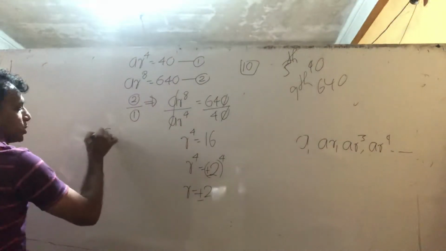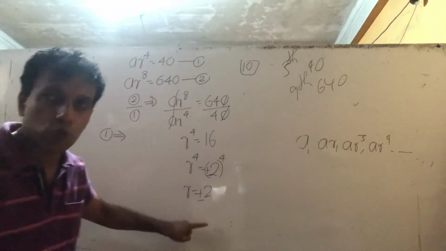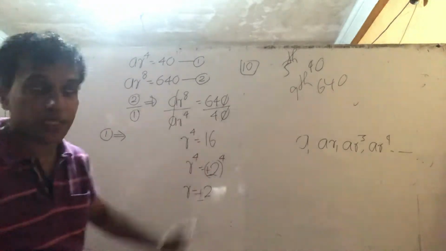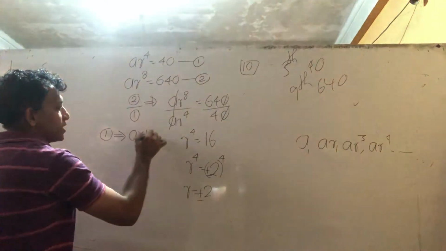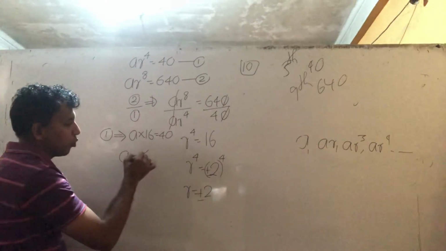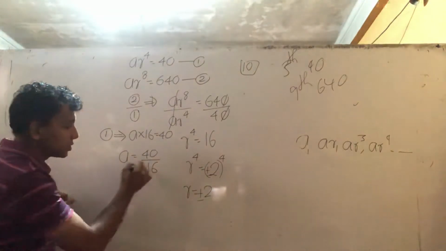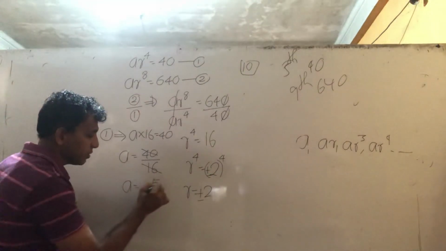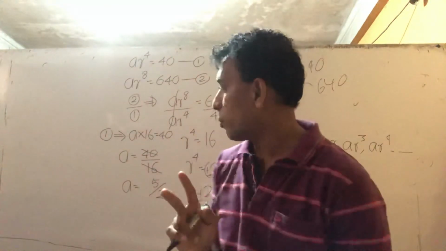Substitute in the first equation. You can put R power 4, whether plus 2 power 4 or minus 2 power 4, it is positive finally. R power 4 is 16. Write this: A into 16 is 40. Therefore A equals 40 divided by 16. Cut by 8, 5 times, here 2. So A equals 5 over 2. So there is only one common first term, but 2 common ratios.